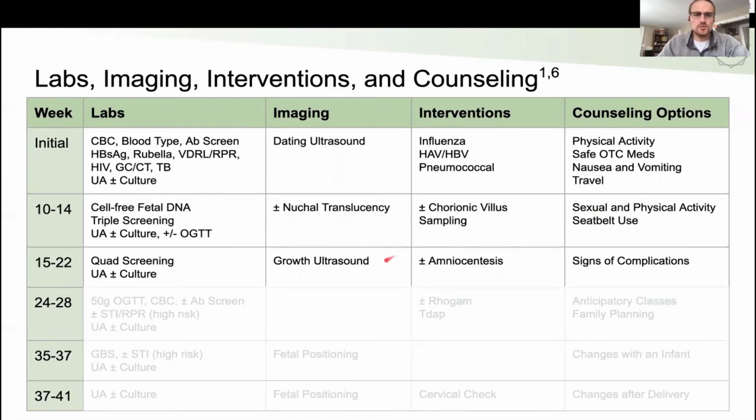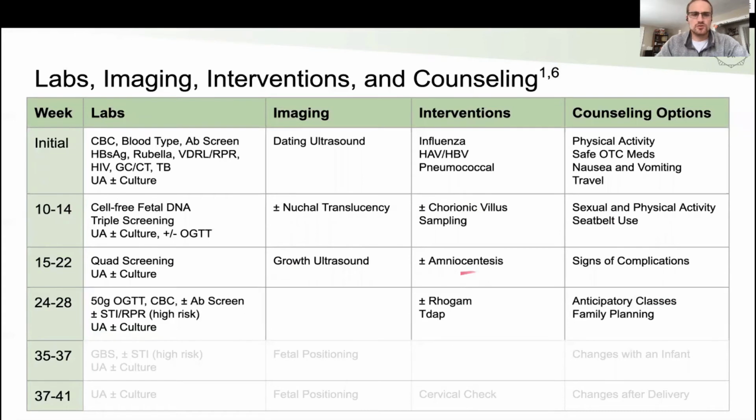Between 15 and 22 weeks would be when the quad screening typically was performed. You do a growth ultrasound to assess for anatomic defects, and it's when amniocentesis used to be performed. But that, again, as I've said, is an increasingly rare procedure. Between 24 and 28 weeks is when you do that first round of oral glucose tolerance testing, unless you have an indication to do it earlier.